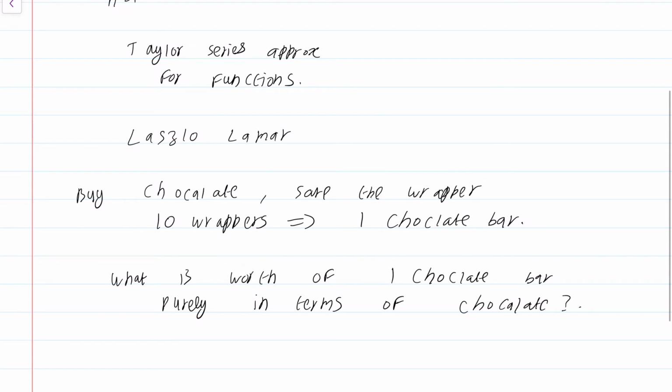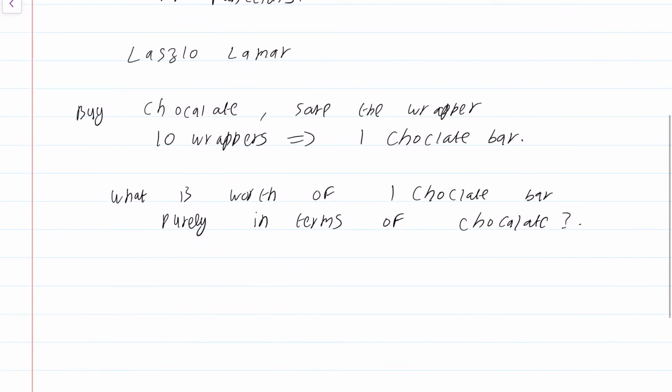Now let me clarify what I mean by this question. A chocolate bar comes with a wrapper. Obviously you cannot eat the wrapper, but returning 10 wrappers to the shopkeeper gives you another chocolate bar. That means a single chocolate bar is not worth just one chocolate bar of pure chocolate, but a fraction of another chocolate also. So one chocolate bar, in terms of pure chocolate, is the one chocolate bar that you have, the chocolate in it, plus 1/10 of a new chocolate bar.